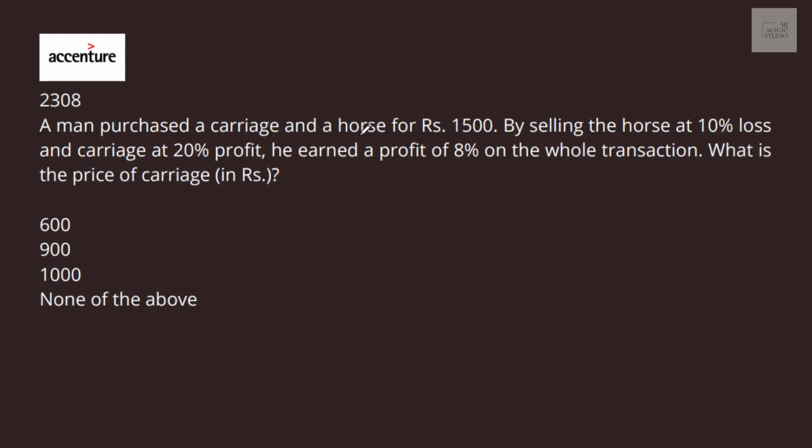A man purchased a carriage and a horse for rupees 1500. This carriage plus horse is 1500. By selling the horse at 10% loss, that is minus 0.1 H, and the carriage at 20% profit, plus 0.2 C, he earned a profit of 8% on the whole transaction. Then how much is 8% of 1500? 1500 into 8 by 100. 15 into 8 is 120. So this should be equal to 120.